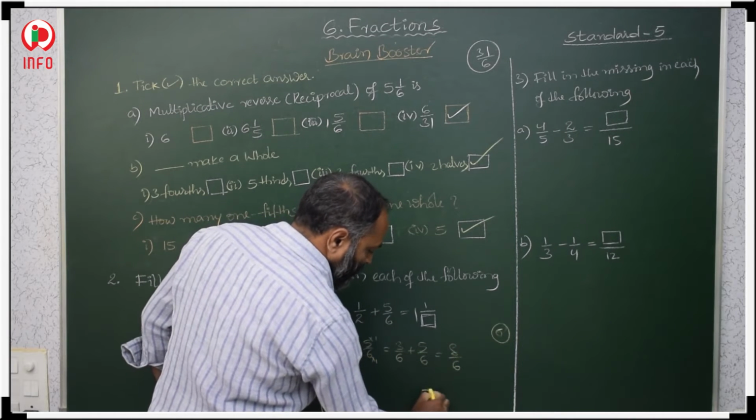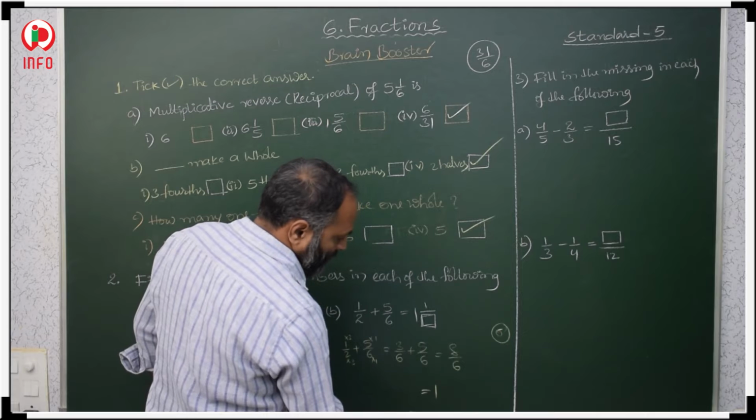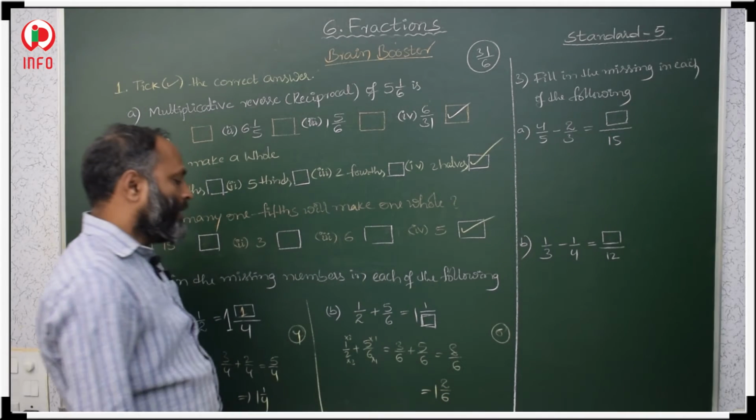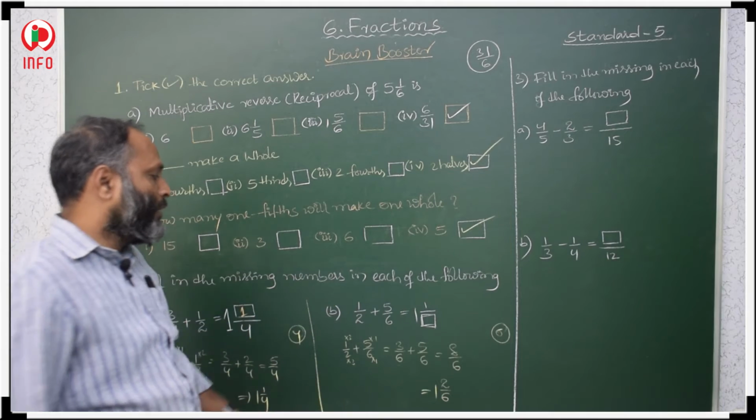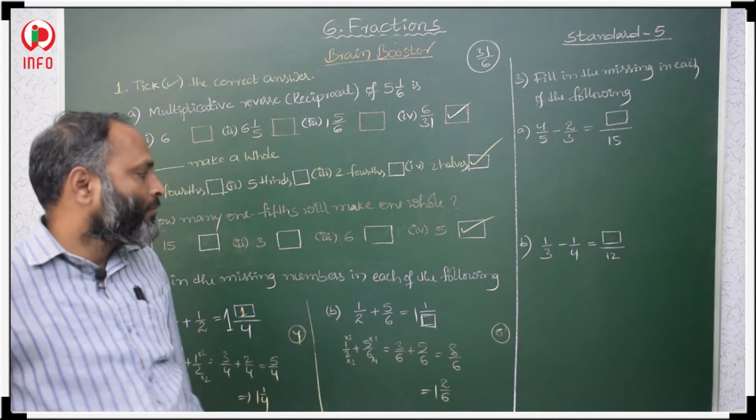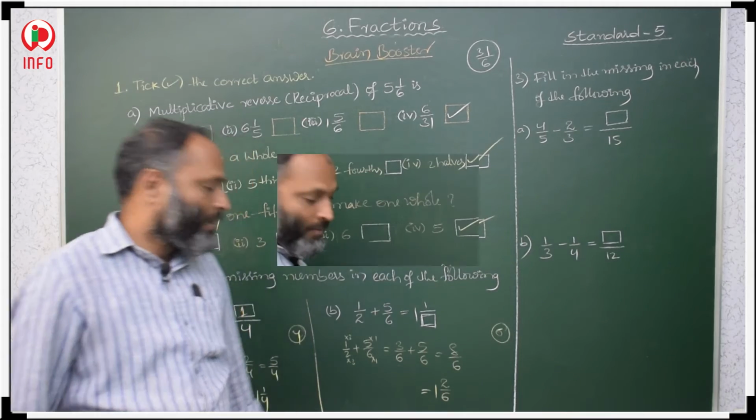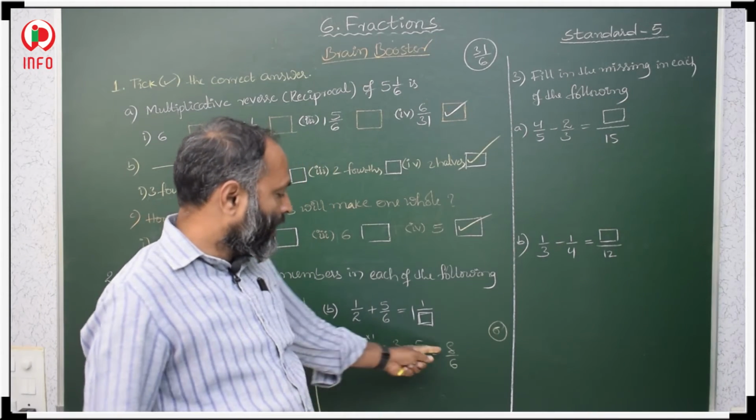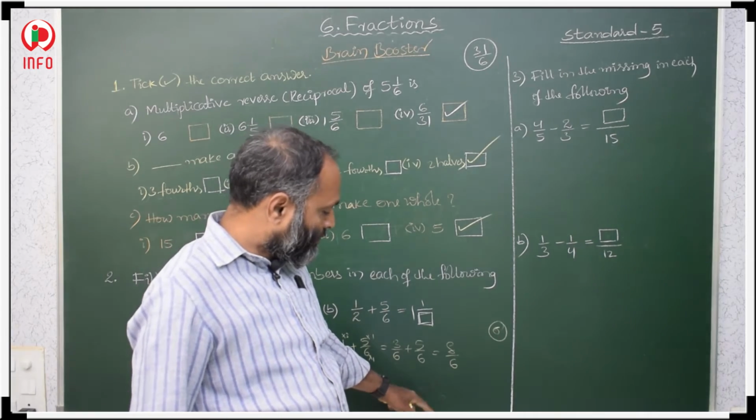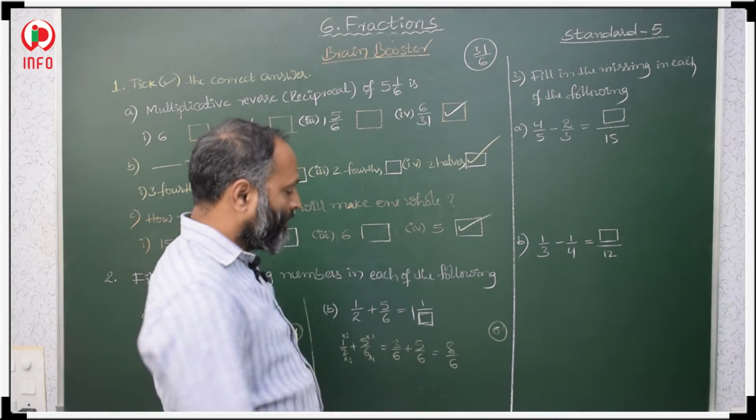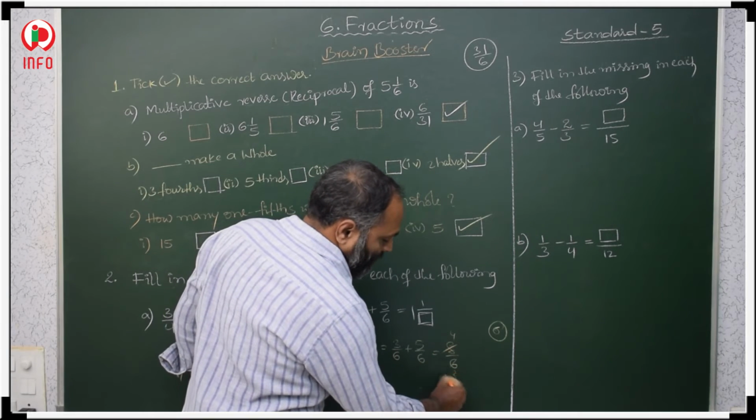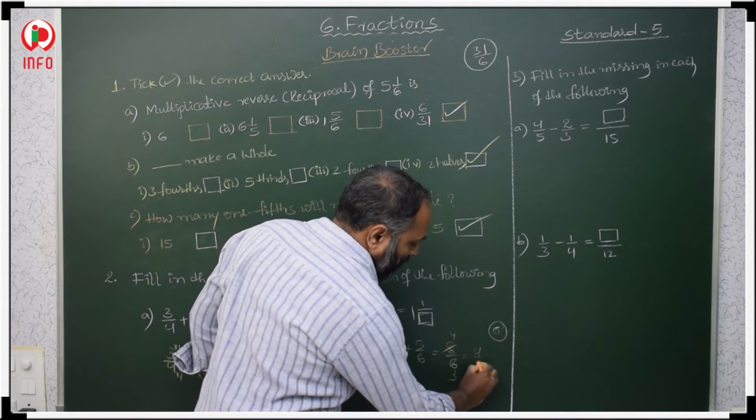8 by 6 in mixed fraction, 1 2 by 6. See here, 1 2 by 6 is the answer here. But if we add, then 8 by 6 is the answer, no? So no need to write 1 2 by 6. First we simplify. First here these two have a common factor, 2. 2 2s are 4, 2 3s are 6, that is 4 by 3.